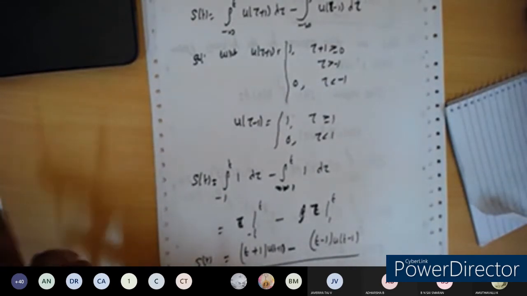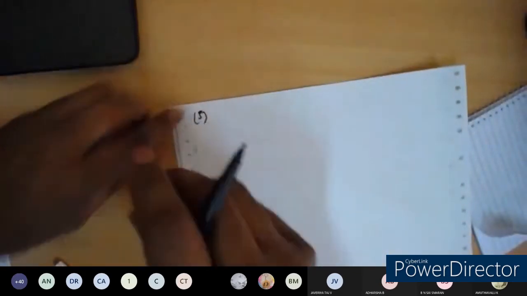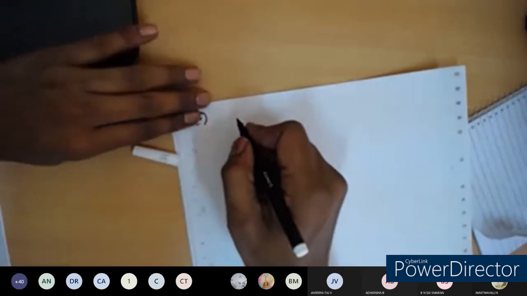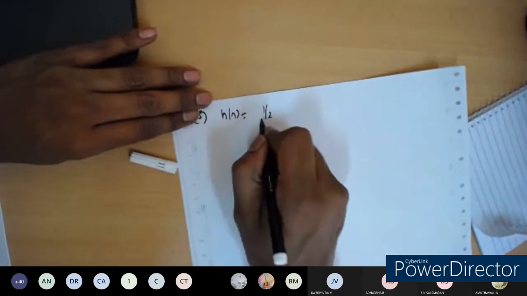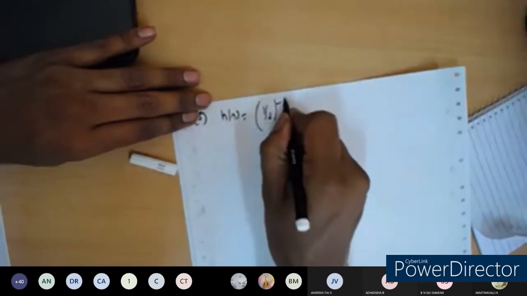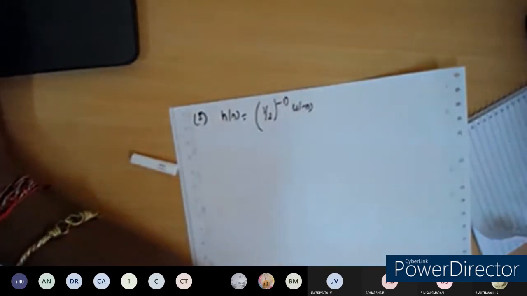Done. So take next one. Take the next column. X of n is equal to, h of n is equal to 1 by 2 to the power of minus n into u of minus n.